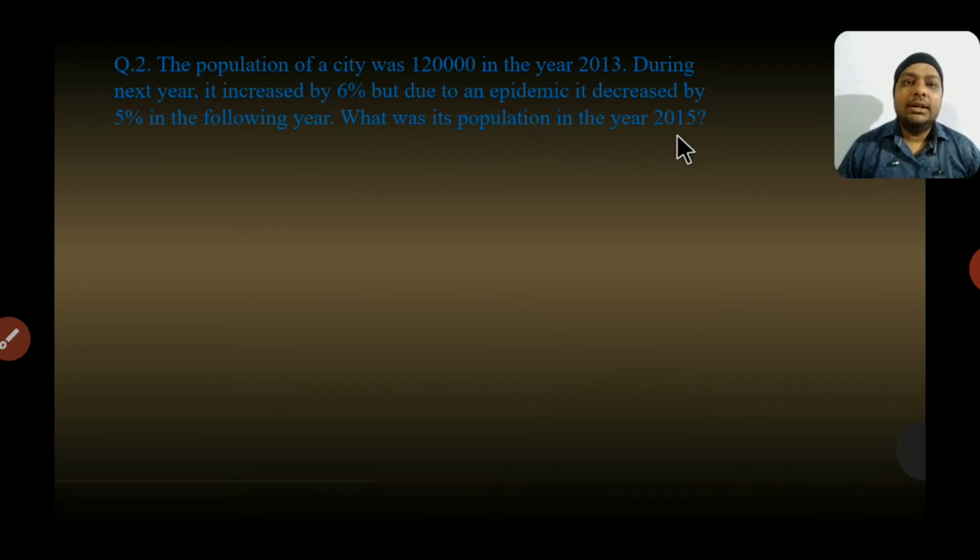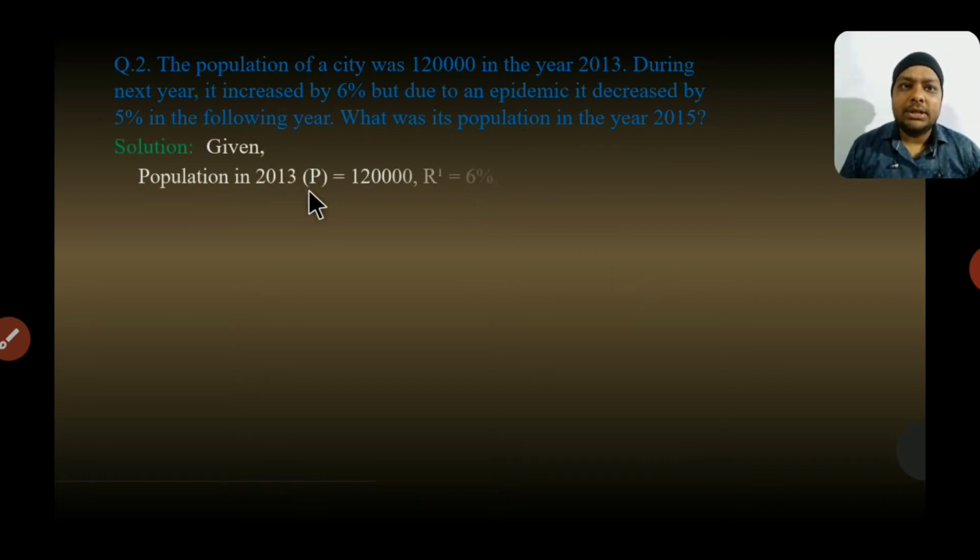I said in previous classes that if the rate varies, meaning the rate of interest for the first year is different and for the second year is different, then we will use one formula. That formula we will use here. At first we will write what is given. Given population in 2013 is 1,20,000, R1 is 6%, R2 is 5%, time 2 successive years.